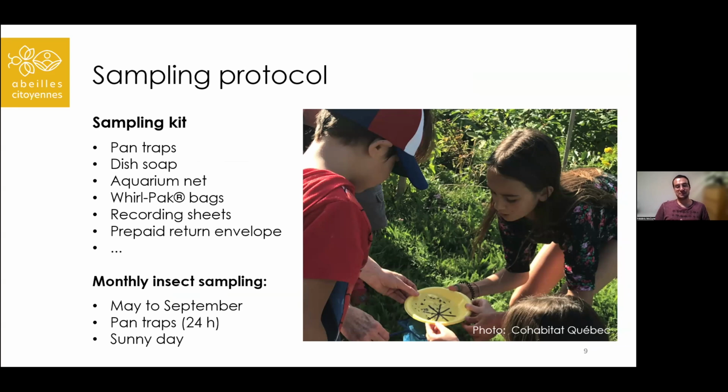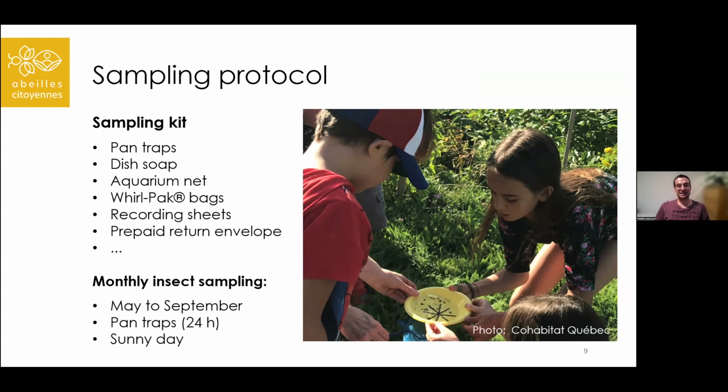So they receive nine pan traps, three of each color: yellow, blue, and white. And then they also have dish soap, an aquarium net, well-packed bags, recording sheets, a prepaid return envelope, and all the protocols they need. They need to set the traps 5 times during the summer, from May to September, for 24 hours.